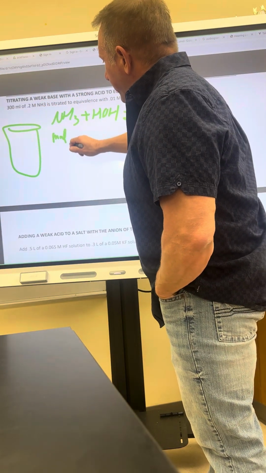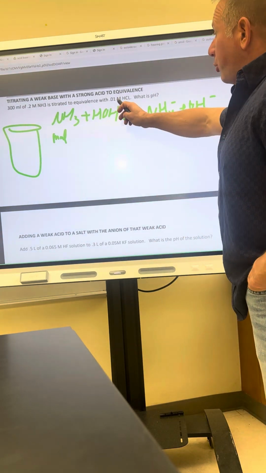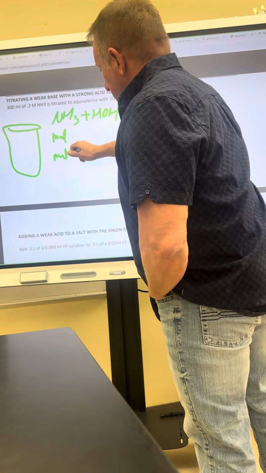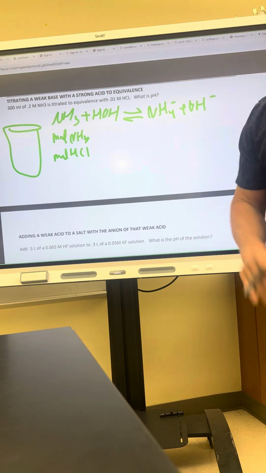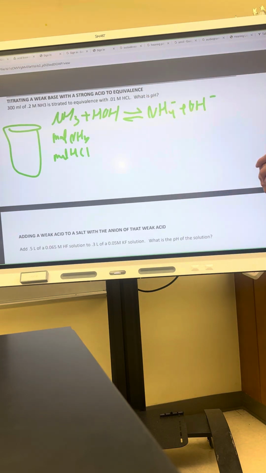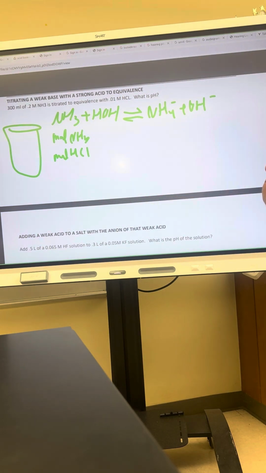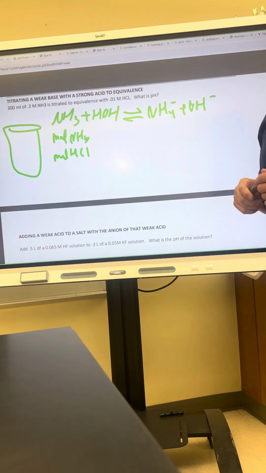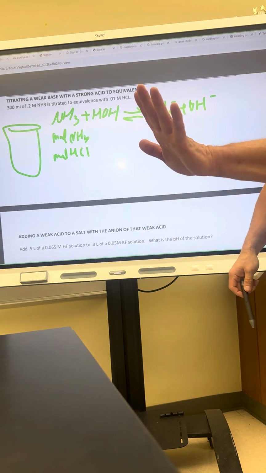I got moles of NH3. 0.1 molar HCl. I'm adding moles of HCl to my moles of NH3. What do we know? If I have 10 NH3s, how many HCl's will it need? It is going to need 10 HCl's to send them all over here. We're going to add equal amounts of HCl to neutralize all of the NH3.